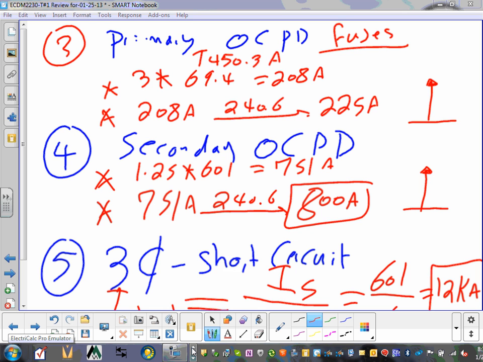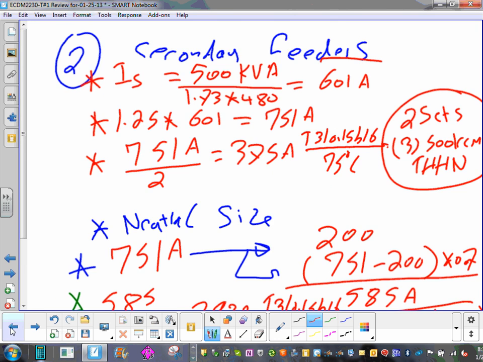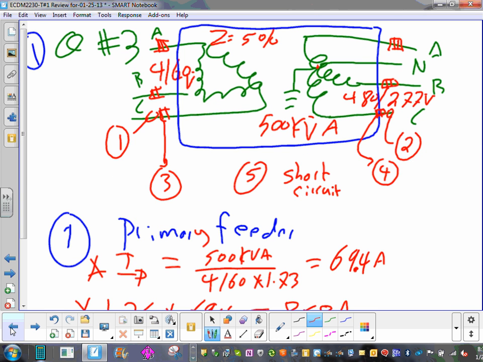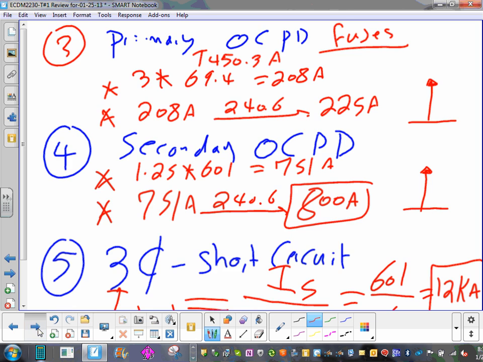You just said it was 3%? 5%. Was it 3? No. Let's go back directly. See, the impedance is right here. The impedance is 5%. And you just divide the full load current on the secondary side by the impedance.